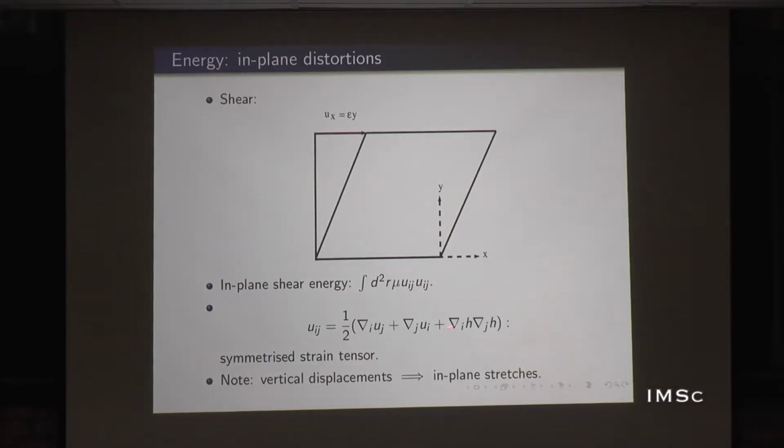So, what is a shear? This is a cartoon of a shear. You have a rectangle, then you shear it, and it takes this distorted form. This is the magnitude of the shear. The in-plane shear energy takes this form, which comes with the elastic modulus called the shear modulus. The symmetric strain tensor has this particular form. You have the usual part, which is the symmetrized derivative of the distortions, and then an extra part which depends on the undulation mode.